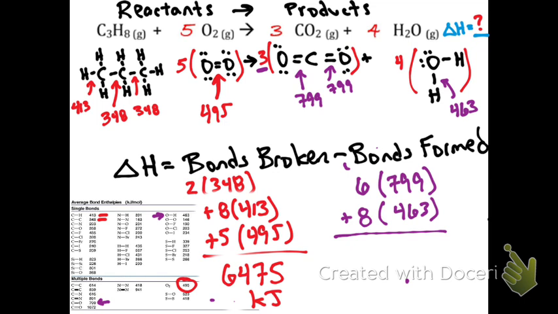And my calculator died as I'm making the video. So get my phone out here. All right, 6 times 799 plus 8 times 463. That's 8498.